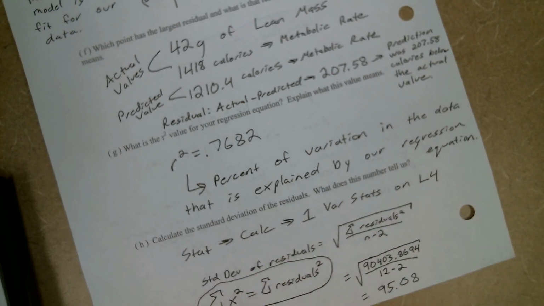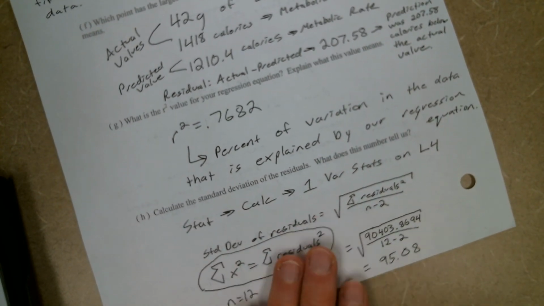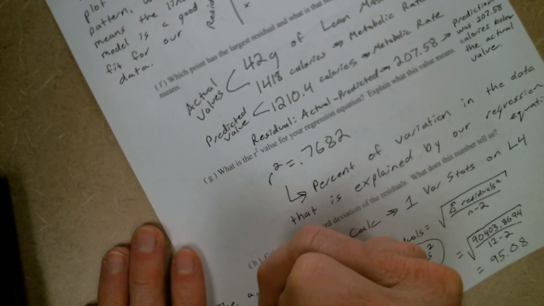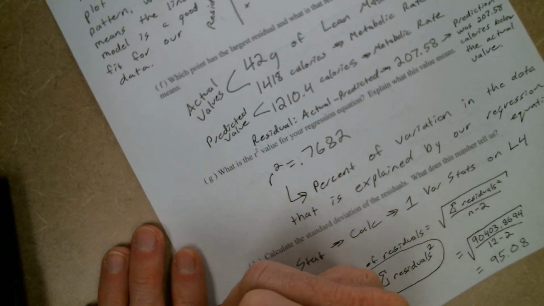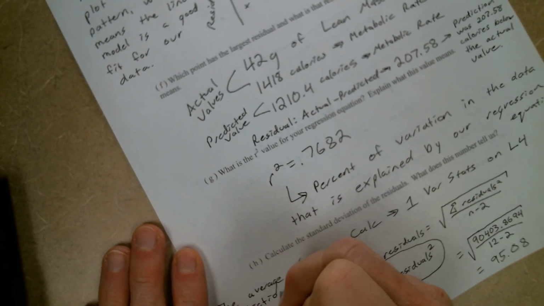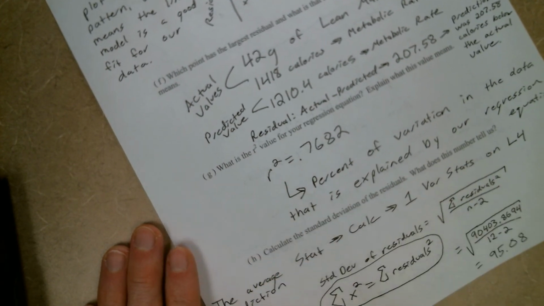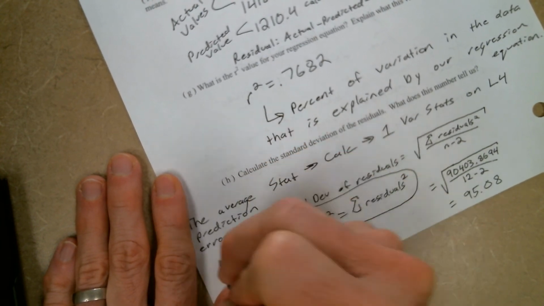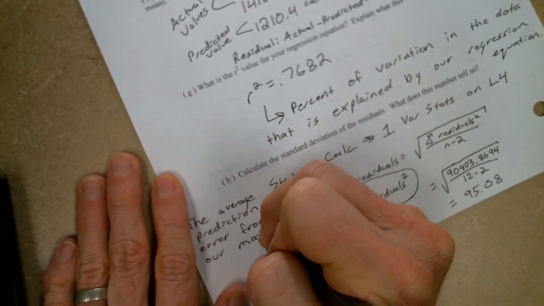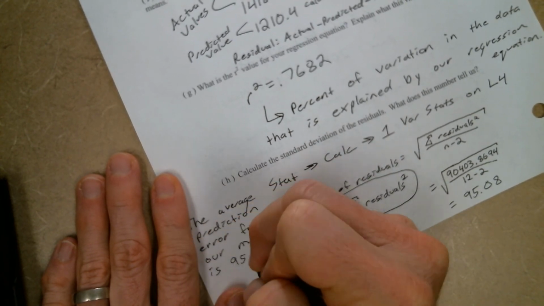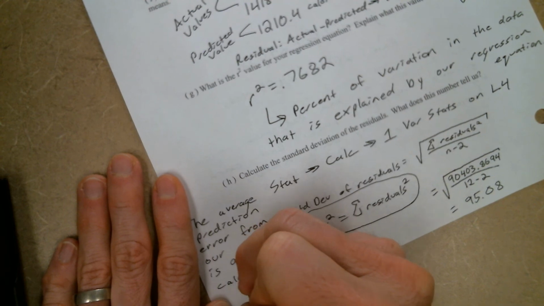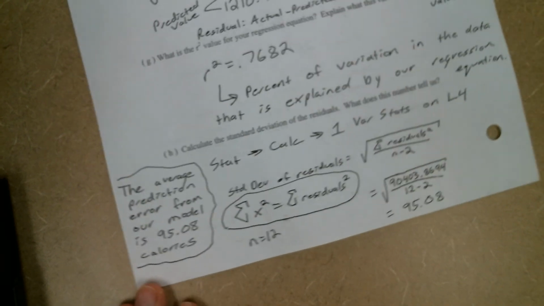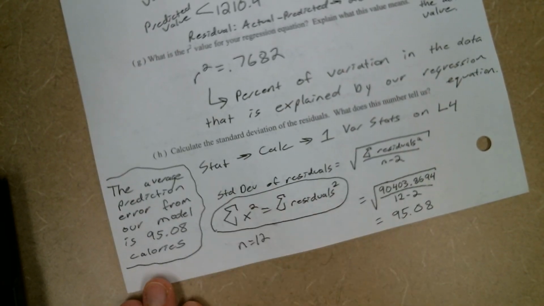All right, and the significance of that number is the average prediction error, right? Because that's what this is telling us. It's telling us the average prediction error. The average prediction error from our model is 95.08 calories. So that gives us the average prediction error coming from our model.